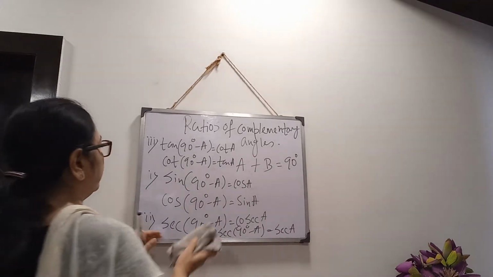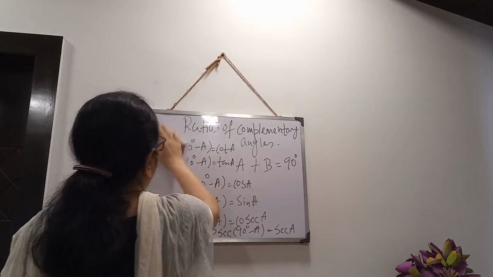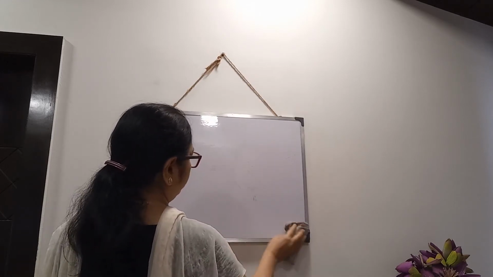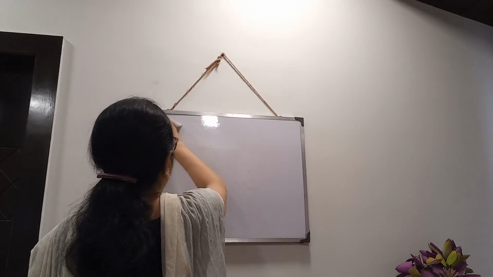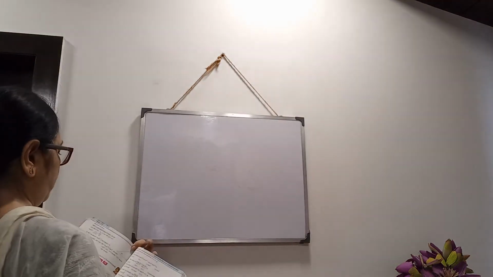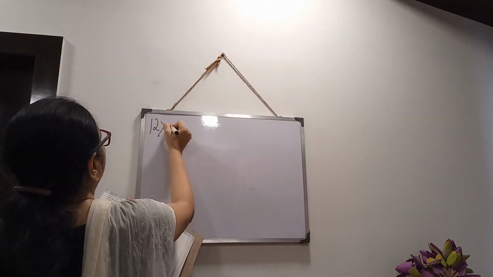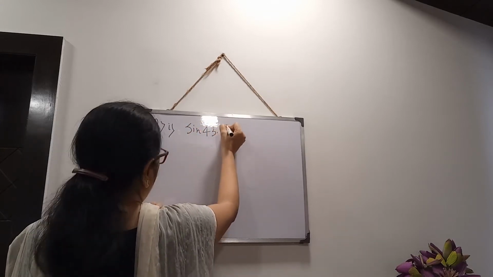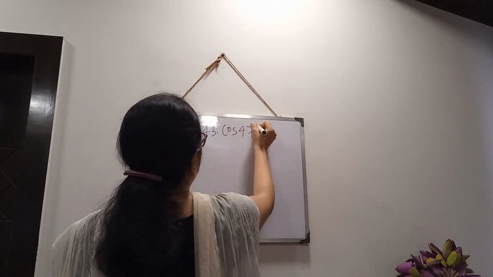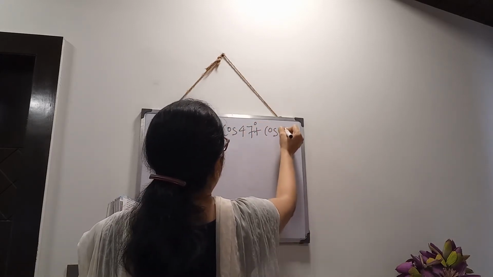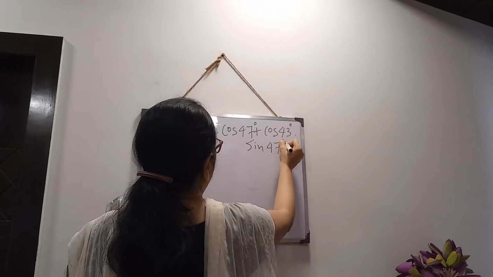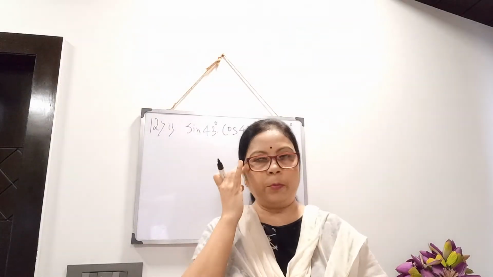Clear? Now, first I will explain the MCQ part so that you will understand the problems properly. From the MCQ part I am starting. It is given, find the value of this. The expression is sin 43 degree cos 47 degree plus cos 43 degree into sin 47 degree. Clear? Now what will be my first step?